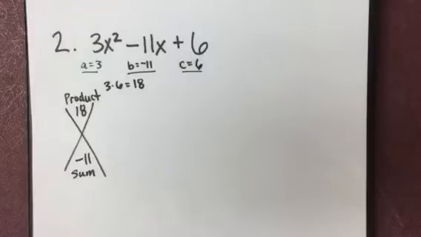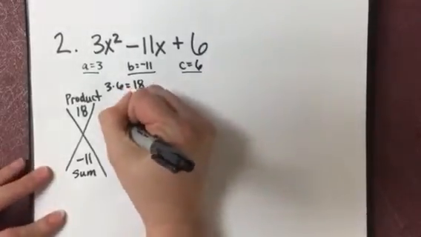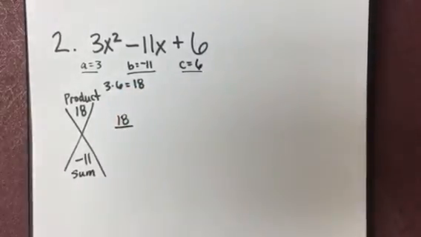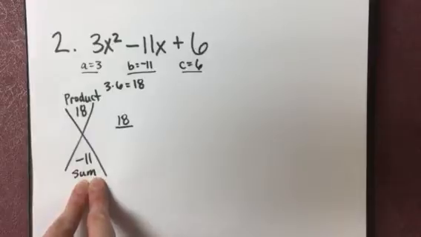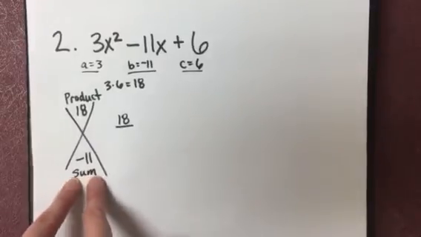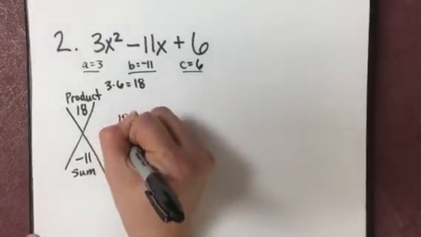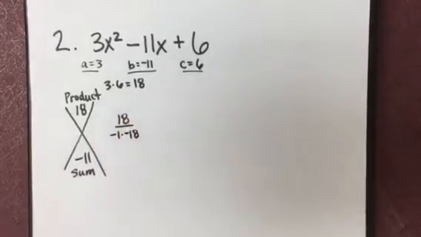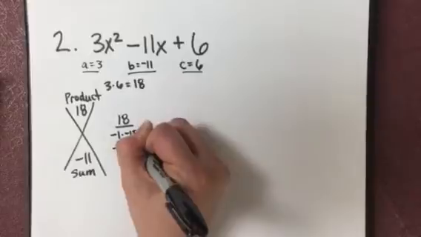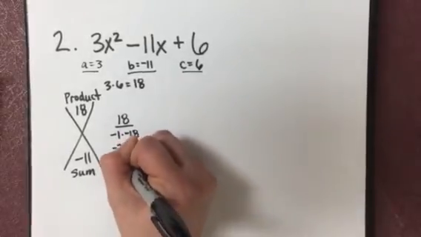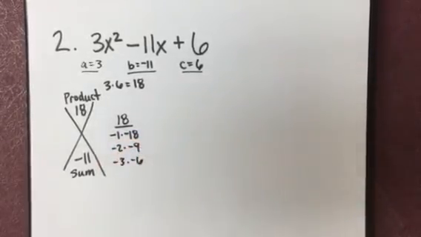Start first with the product of 18. Factors that give you a positive 18 could be positive times positive. But notice we need a negative sum. Positive times a positive will not help us get a negative sum. So let's do negative times negative. So negative 1 times negative 18, negative 2 times negative 9, and negative 3 times negative 6.